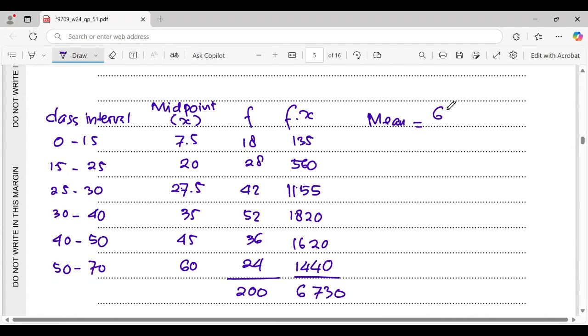So mean equals 6,730 divided by 200. That is 33 and 13 over 20, or 33.65. This is the mean.